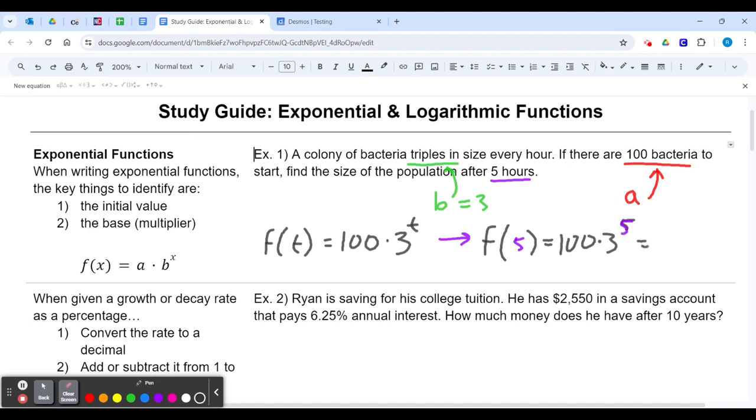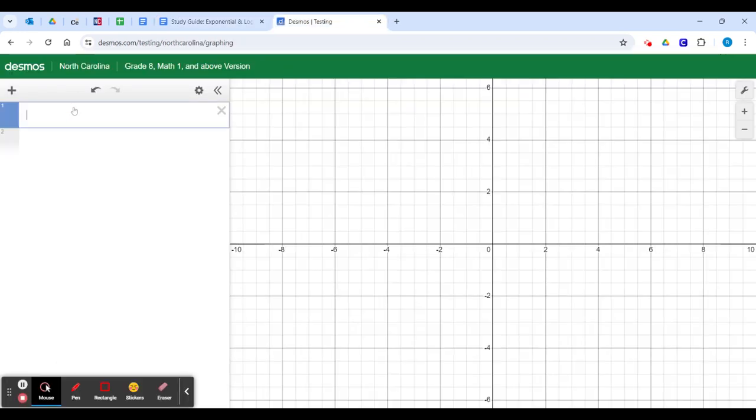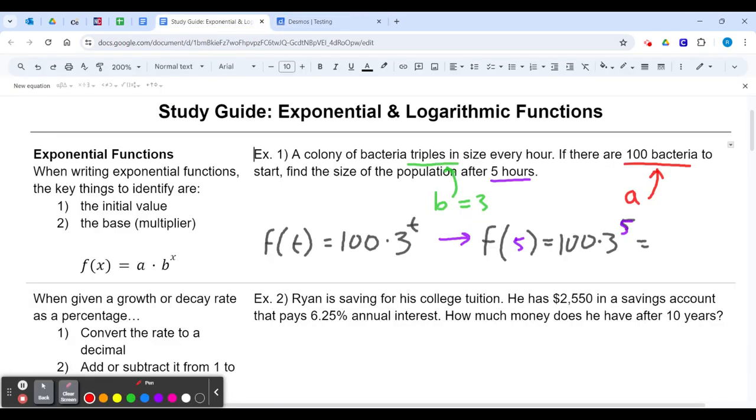And we can do that in Desmos real quick. Make sure you're using that NC test version. So I go 100 times 3 to the 5th power, and that gets me 24,300 is my ultimate population size as an answer.